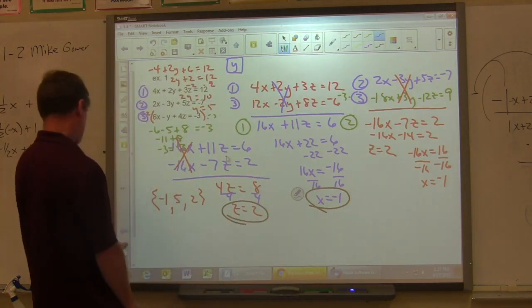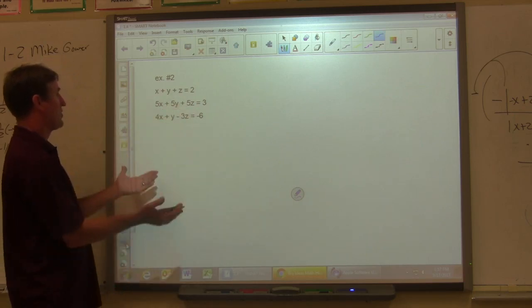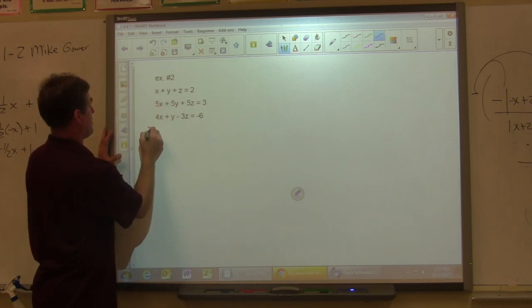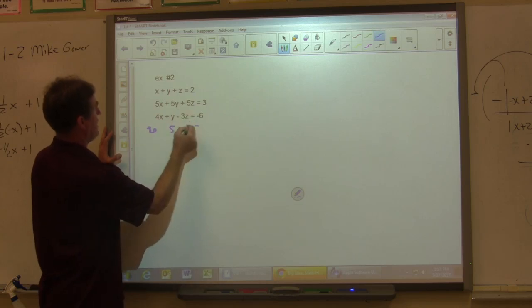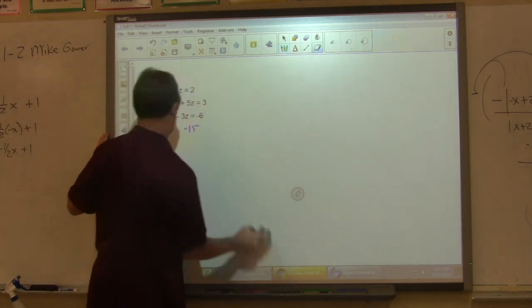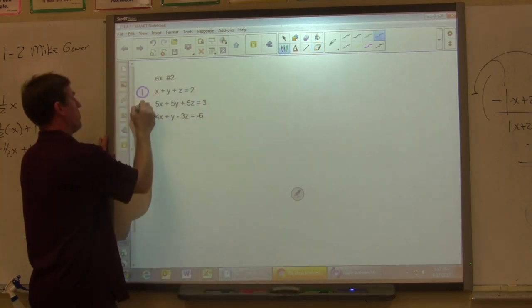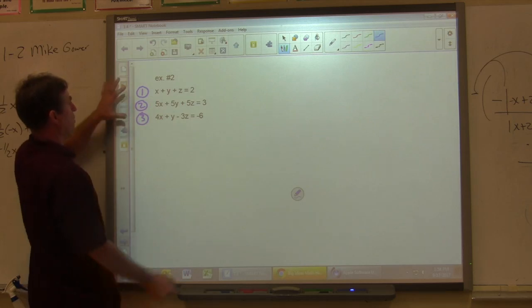So let's try another one. So now we have this one. Again, we have to choose a variable to get rid of. If I look at these, the x's go into 20, the y's go into 5, and the z's go into 15. So I would get rid of the y's. Again, I like to number the equations to keep track of them. So let's use 1 and 3.